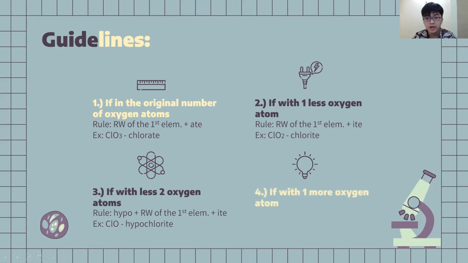The last one, if it is with one more oxygen atom. The rule is per plus root word of the first element plus 8. So for example, ClO4. The original is ClO3. So here it is with one more oxygen atom. So per plus chlorine plus 8 is equal to perchlorate.